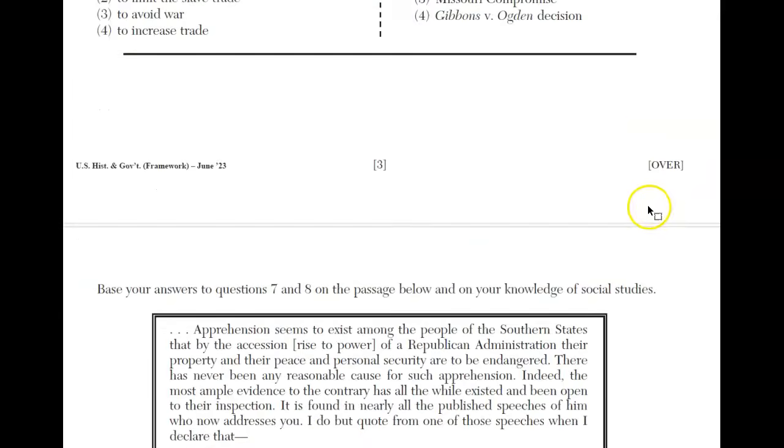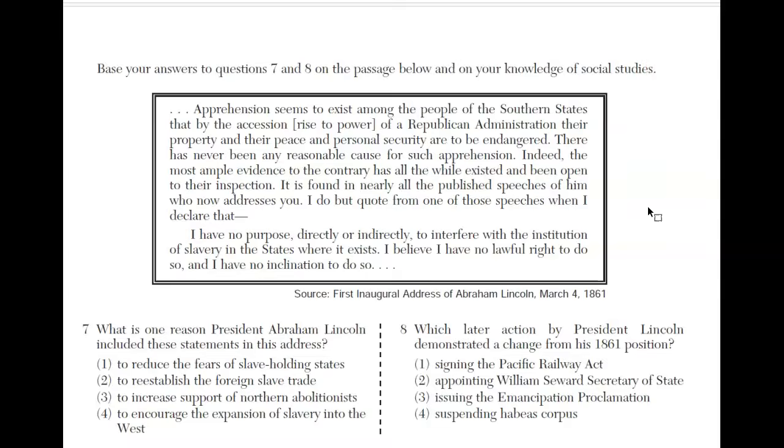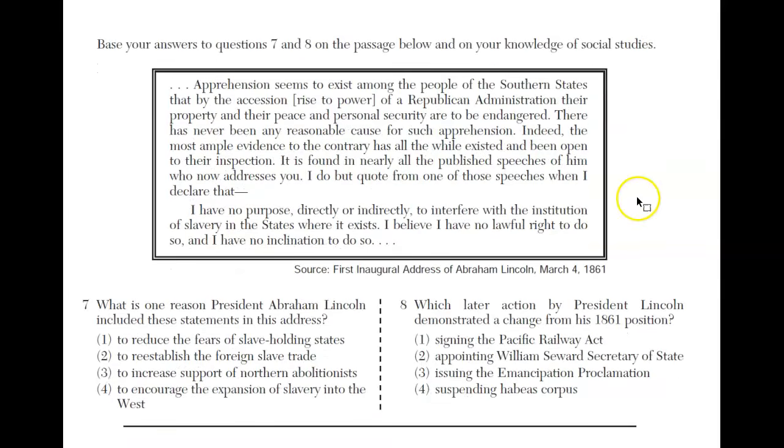Let's do a couple more. 7 and 8. We've got a passage here. This is the first inaugural address of Abraham Lincoln. Okay, Abraham Lincoln, the guy who invented the $5 bill. No, he didn't invent the $5 bill. His face is just on it. But we know he was president during the Civil War.